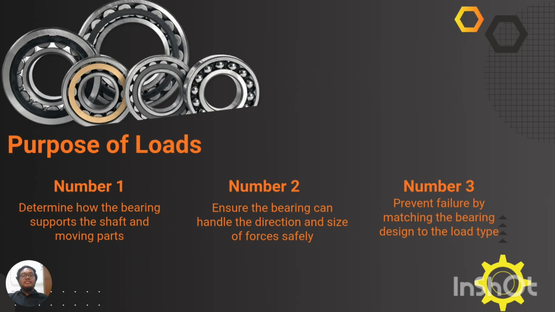Next is purpose of loads. Number one, determine how the bearing supports the shaft and moving parts. Number two, ensure the bearing can handle the direction and size of forces safely. And lastly, prevent failure by matching the bearing design to the load type. Meaning that if we were to mismatch the bearing design to the load type, it can cause damage and maybe cause failure to the bearings. So that's why we need to prevent failure by matching the bearing design to the load type.